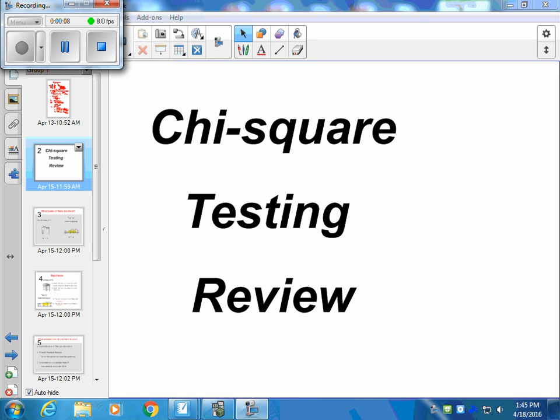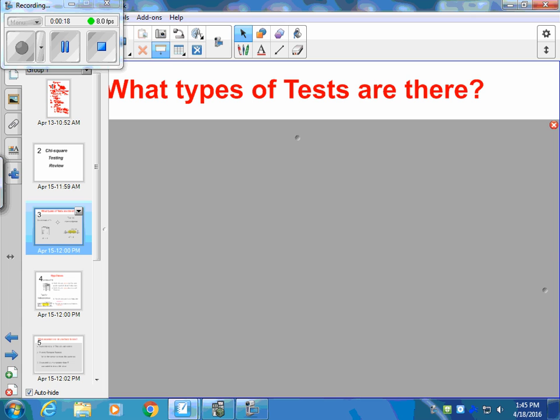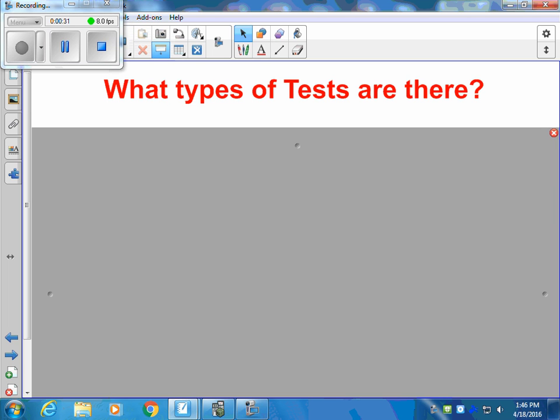Okay, so we're looking at Chi-square testing. What are the pieces that you would be required to do within an AP exam test problem? Now, the first thing that we want to think about is there are two types of chi-square tests. And try to think to yourself, what are the two possible types of chi-square testing?